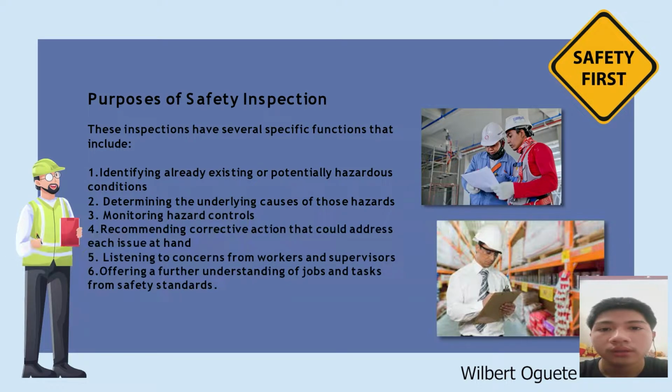Number 5. Listening to concerns from workers and supervisors. We can determine hazardous place and make workplace more safe. Number 6. Offering a further understanding of jobs and tasks from safety standards. By explaining what we know and what we must do, we can minimize accidents on the workplace.